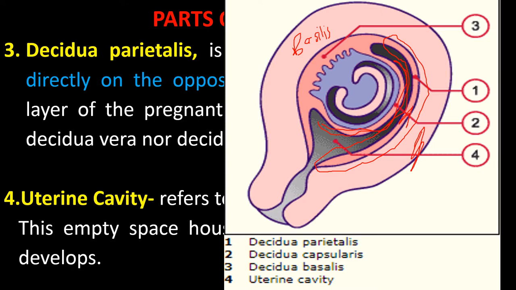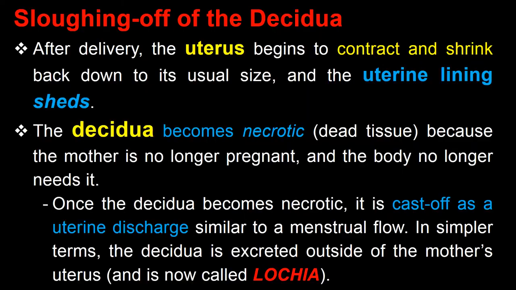Now, why do we have to study the parts of the decidua? Because your decidua after delivery will become your lochia, and it will also be shed off by the mother. As mentioned earlier, there will be sloughing off of the decidua after the delivery of the child. The uterus will begin to contract and shrink to its usual size, and the uterine lining will also shed.